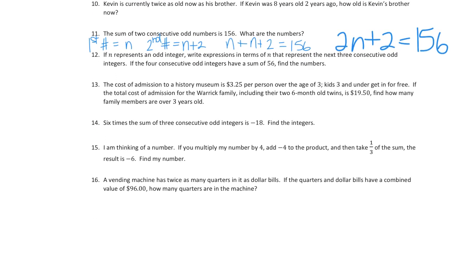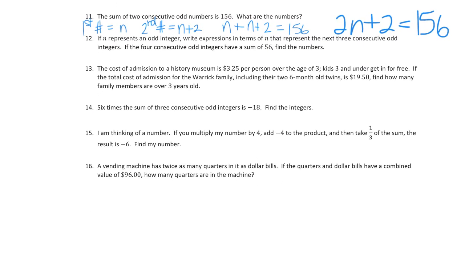Number 13. The cost of admission to a history museum is $3.25 per person over the age of 3. Kids 3 and under get in for free. If the total cost of admission for the Warwick family, including their 2 6-month-old twins, is $19.50, find out how many family members are over 3 years old.